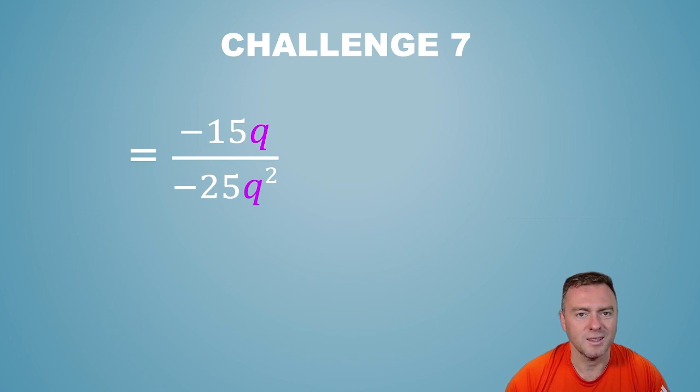So you should see that we've got a negative and negative, so that makes a positive overall. And divide the top and the bottom by 5. And then one of these q's can be cancelled on both the top and the bottom. So you're left with just 3 on 5q.